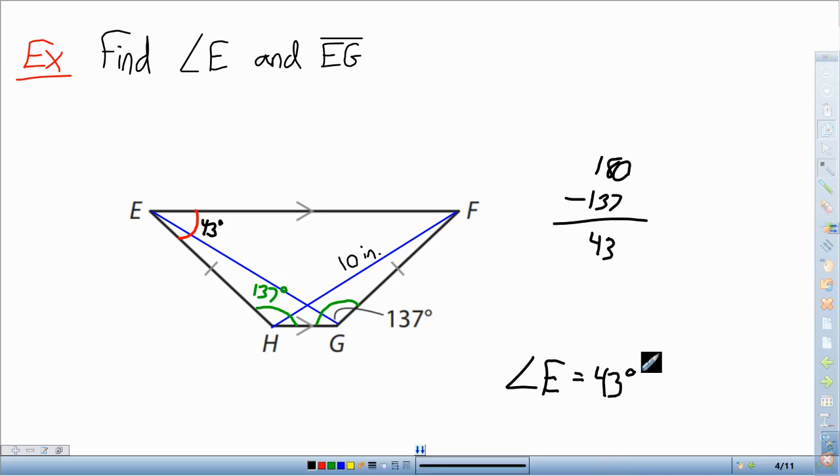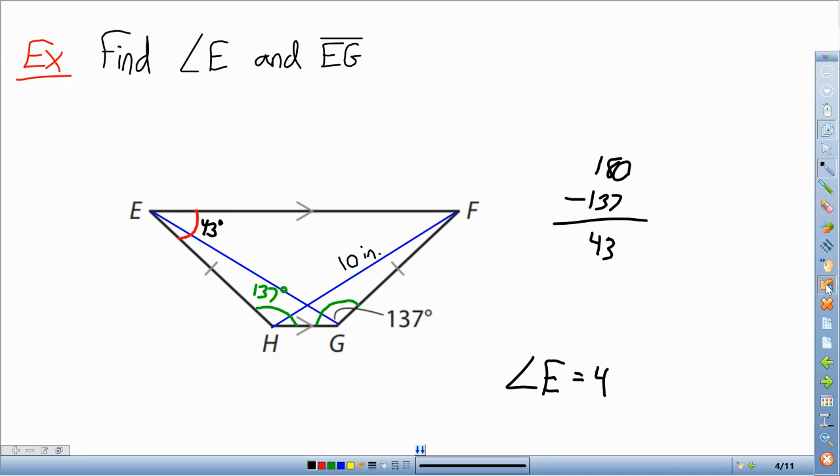So a lot of the same math that we used in the previous sections, but we just have to realize the small differences with how we go about finding these angles. And by the way, if we wanted to find angle F, that would also be 43 degrees, right? These base angles would also be congruent. But the other thing they want us to find is EG.